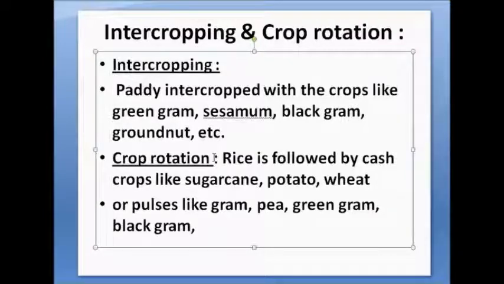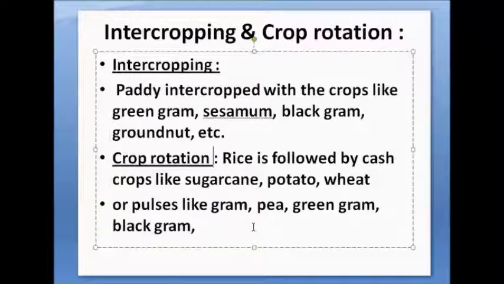Crop rotation we have also studied. Now here in this case, after rice we can grow sugarcane, potato or wheat. That we have studied during last lecture. Or crop rotation can be done after rice. We can grow gram, pea, green gram, black gram, or any other pulse crop.